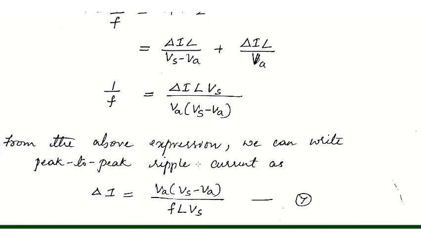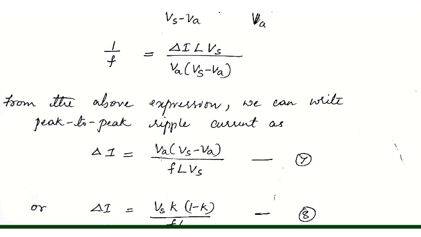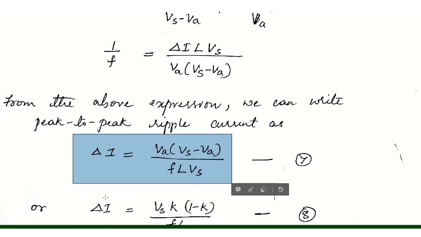So from the above expression, we can write the peak to peak ripple current. So delta I from this expression can be written as Va into (Vs minus Va) by f into L into Vs. Call it as equation number 7. So this is our expression for the ripple current or the delta I, wherein it is given by Va into (Vs minus Va) by f L into Vs, where f is nothing but your switching frequency.